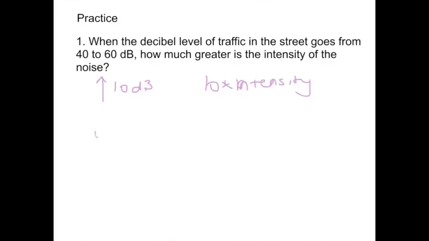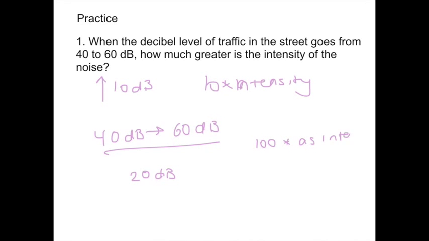In this case, we're going from 40 decibels to 60 decibels. So that's an increase of 20 decibels, which means that intensity will multiply by 100, making the sound 100 times as intense.